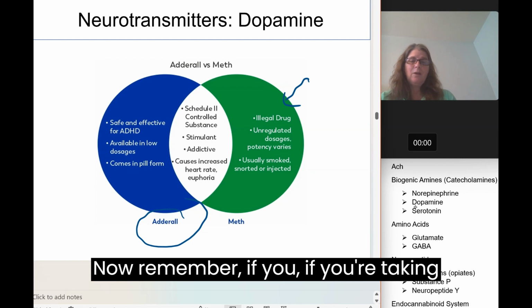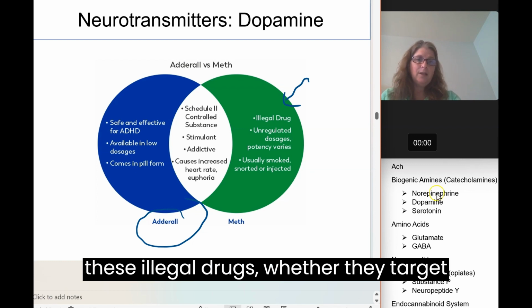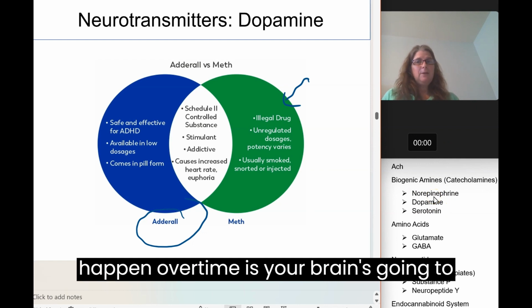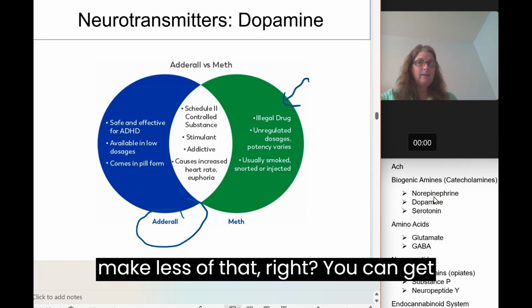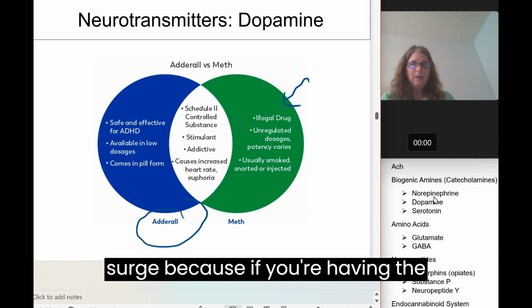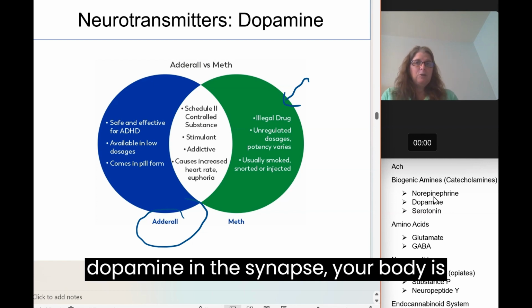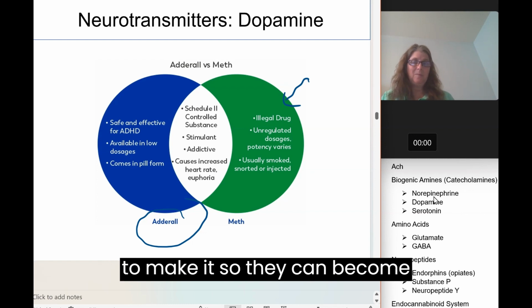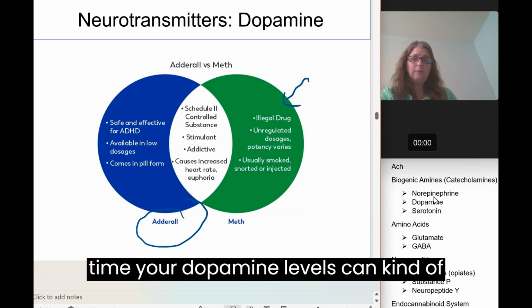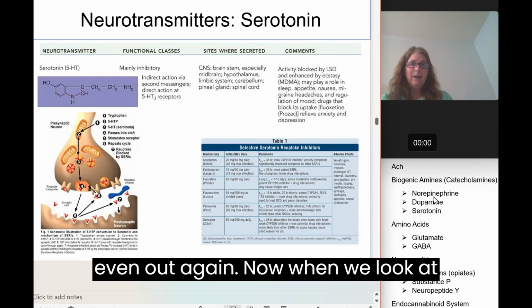Now remember, if you're taking these illegal drugs, whether they target norepinephrine or dopamine, what'll happen over time is your brain's going to make less of that, right? You can get addicted to the drug for the dopamine surge, because if you're having the dopamine in the synapse, your body's like, well, I got it there, I don't need to make it. So, they can become addictive. When you go off them over time, your dopamine levels can kind of even out again.